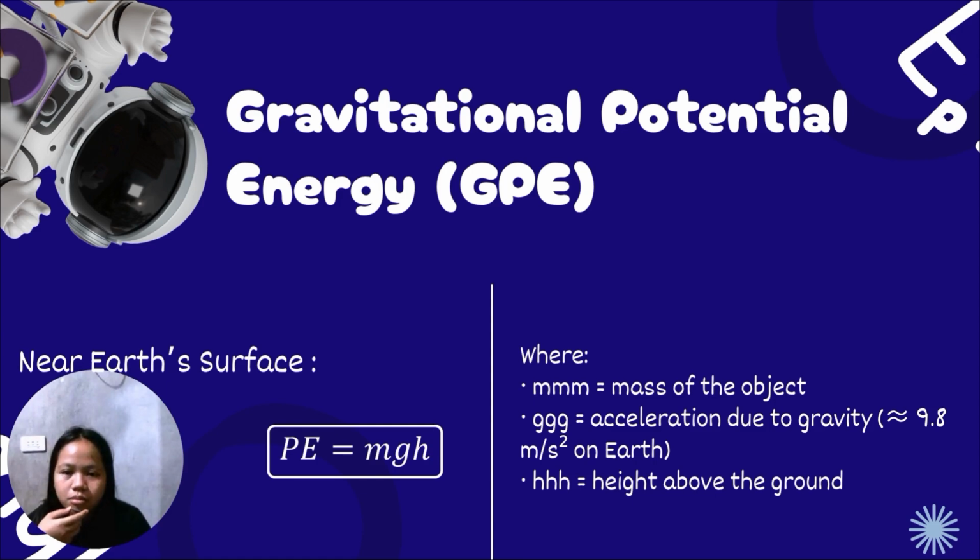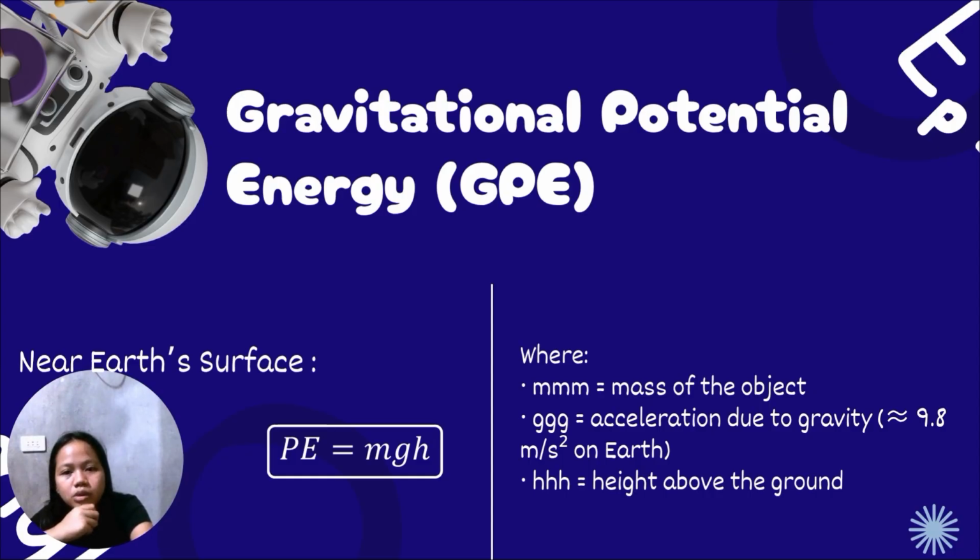So let's jump right into another topic, which is gravitational potential energy. We know that the gravitational potential energy formula is mgh, where m is the mass of the object, g is the acceleration due to gravity, and h is the height above the ground. This formula only works near the surface of the earth because the gravity is constant. But when you are far from the surface of the earth, the gravity is not constant anymore and it gets weaker, so the earlier formula is no longer accurate.